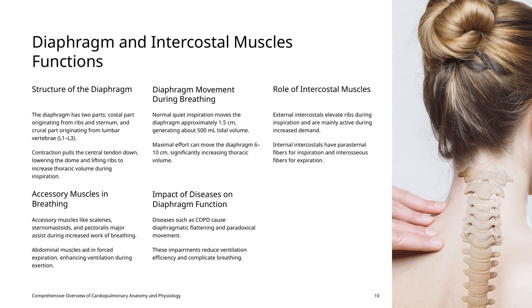Regarding the intercostal muscles, the external intercostals elevate the ribs during inspiration, mainly during times of increased demand. The internal intercostals have a dual role. Some fibers assist with inspiration, while others help with expiration. Their coordinated action helps expand and contract the chest cavity efficiently.